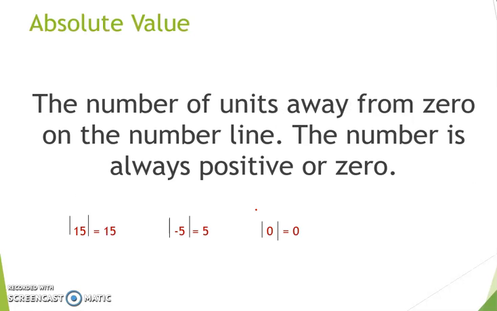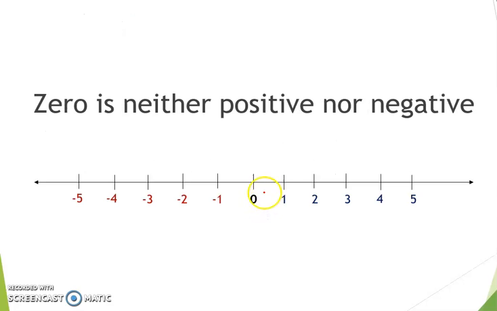Some of our rules mention absolute value. The absolute value of a number talks about the number of units away from 0 on the number line. So if we look at positive 1, it's how many units away. If we jump from 0 to 1, it's one whole jump. So the absolute value of positive 1 is 1 because it's 1 unit away from 0. If we were to look at positive 3, it's 1, 2, 3 units from 0. So the absolute value of positive 3 is 3.